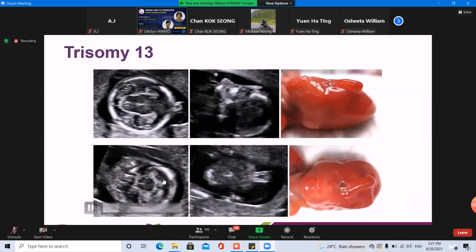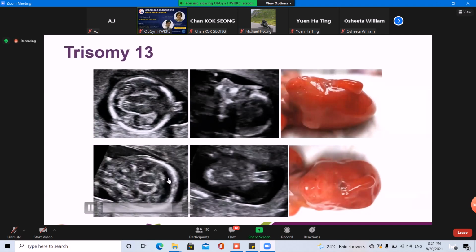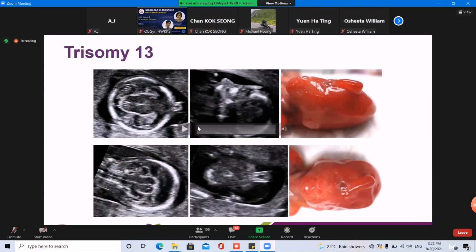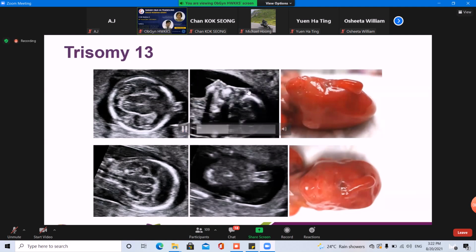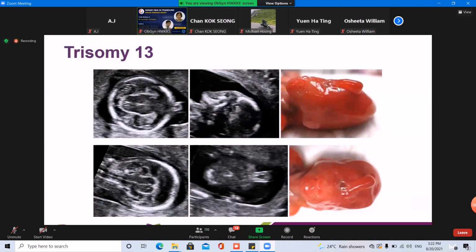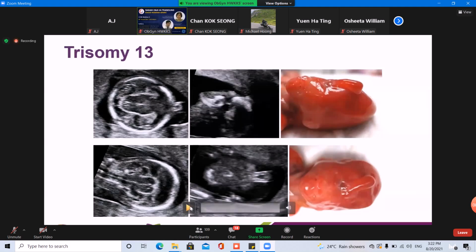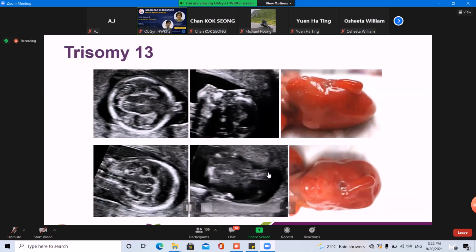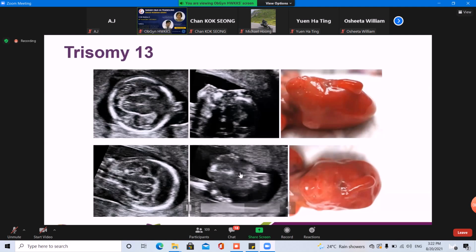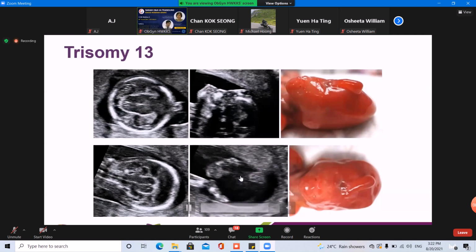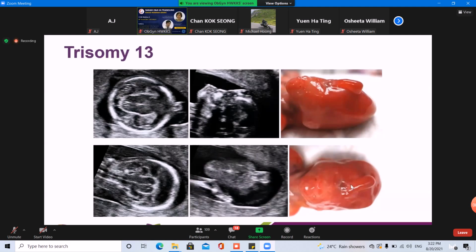This is a coronal plane, which shows you the whole ventricle fused together. And when you look at the face, you can't see a normal nose. Instead of a normal nose, you see this proboscis, just like this one. Underneath the proboscis, there is a hole here. This is the nostril. And underneath the nostril, you can see the eye, a single eye here. This is the proboscis. So this is a very severe type of facial abnormality of trisomy 13.